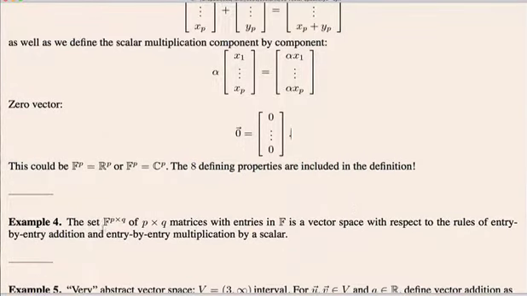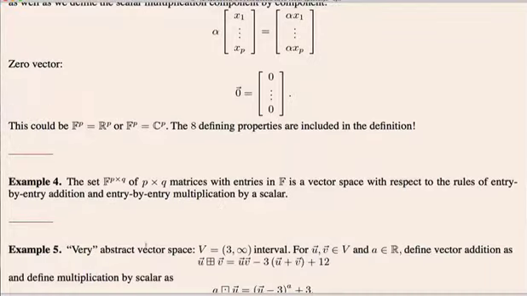Next example, the set of p by q matrices with entries from the field F. It's a vector space with respect to the rules of entry by entry addition and entry by entry multiplication by a scalar. We will work with matrices a lot, and we will practice this later, how to add them and scalar multiply them.